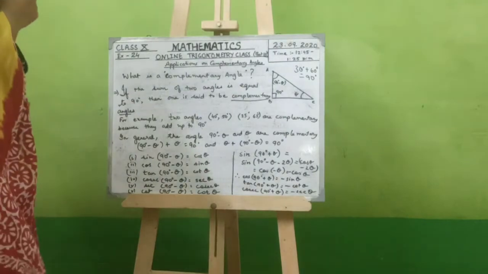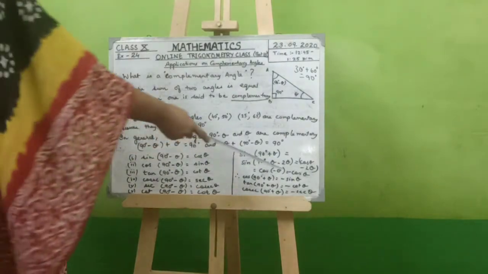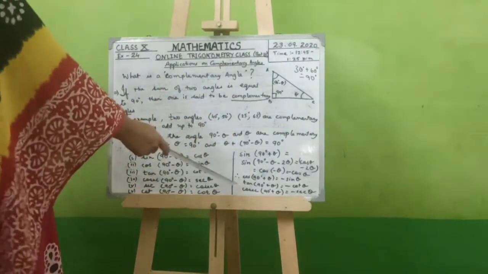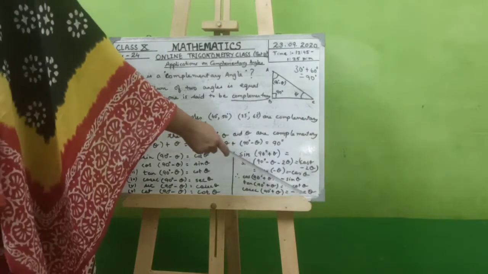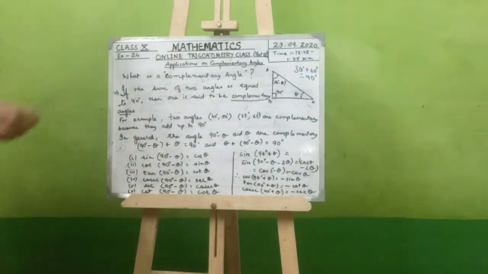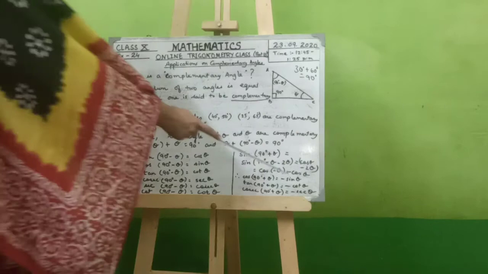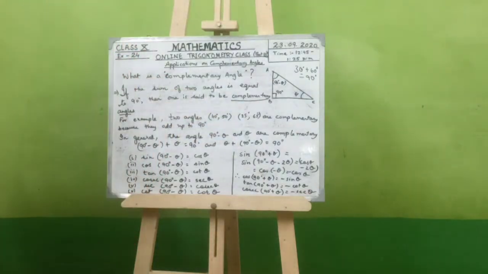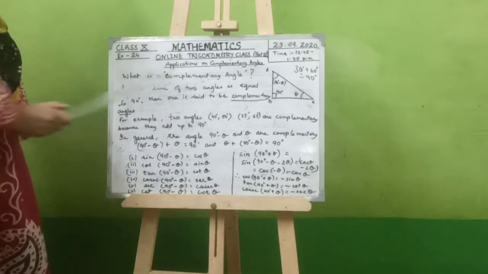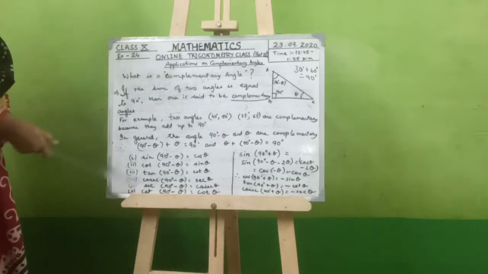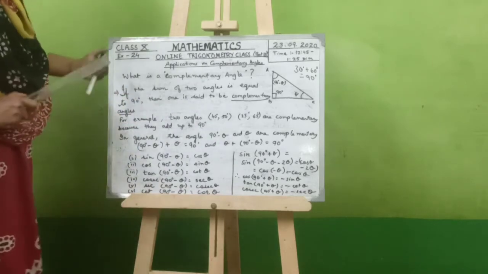Then tan (90 + θ) will be minus cot θ, and cosec (90 + θ) is minus sec θ. So if you add, your corresponding ratios will become negative values. So children, please write this portion in your copies and memorize this portion well. I am coming with applications.